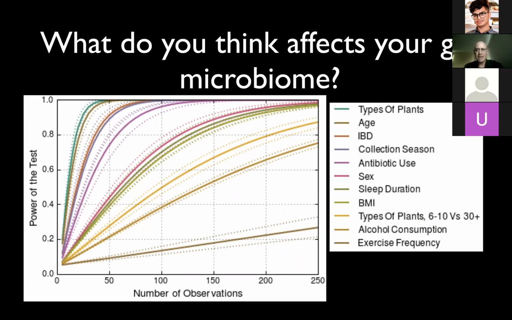But one thing that's exciting is that the steepest curve on this graph is the number of types of plants you eat, which is an unexpected dietary factor that you have complete control over and can give you a substantially more diverse microbiome.